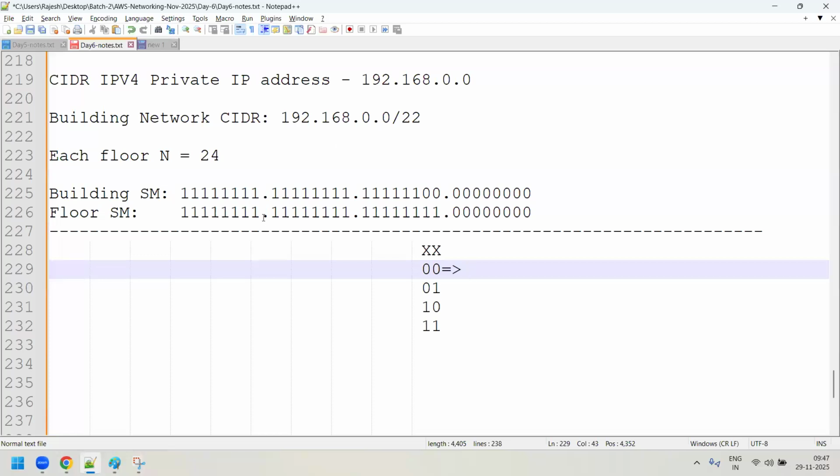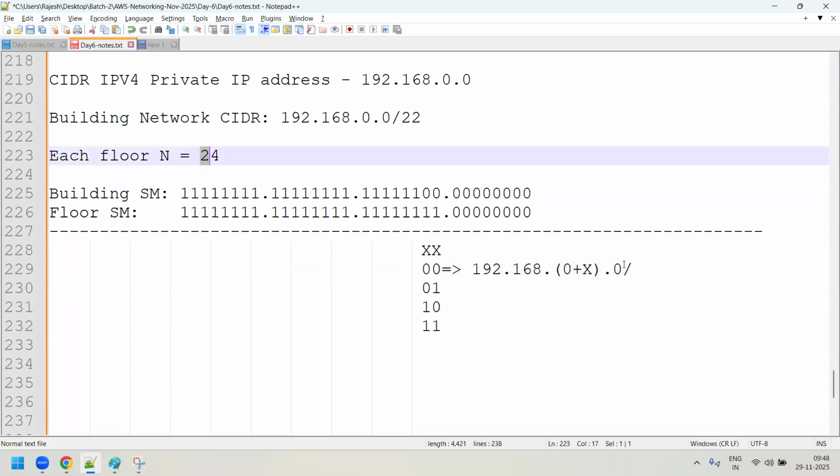Now, Rajesh, this is fixed: 192.168 is fixed for me. I don't have any issue. Then in the third octet you have 0, plus, because these two bits are changing. This part is fixed and I'm not touching it; only these two are changing. So I'll mark it as X. Dot. What about this one, Rajesh? 0. Like this. Slash, because we are calculating for each floor, this will be the 24 value.